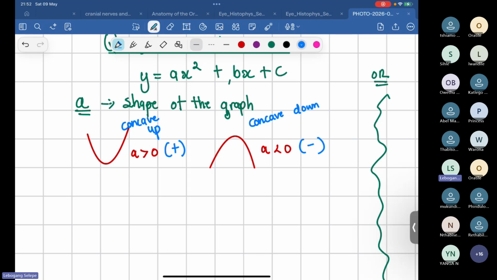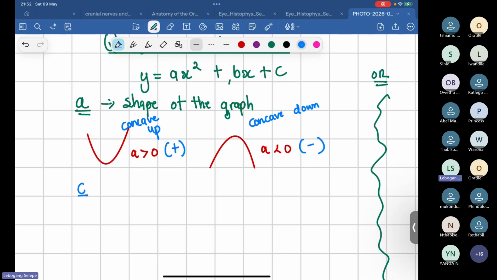And then b. At this point, it's not really important for you to understand what b tells us. But if you are interested, b tells us how wide or narrow the graph is. If the value of b is much bigger, it's a wider graph, and if it's not so big, it's a narrower graph. But I'm going to show you that. At this point, understanding b is not an important part of this section.